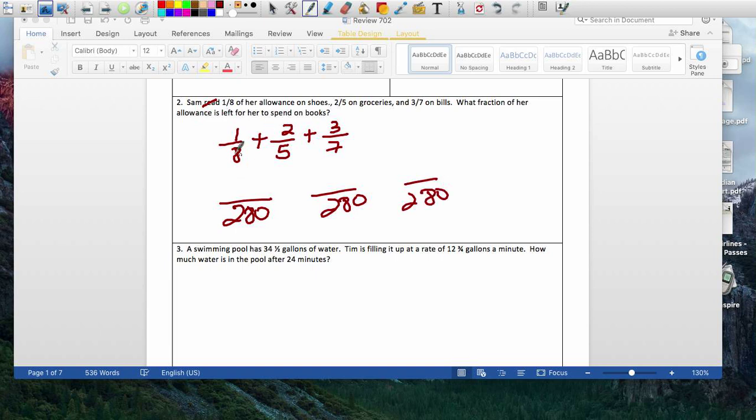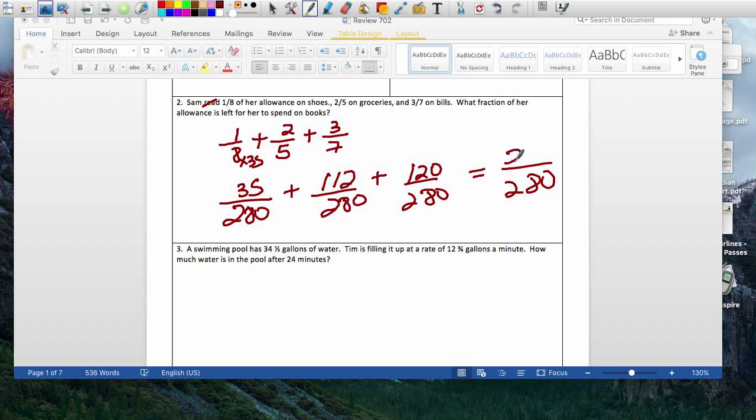So this would be times 35. So the top's going to be times 35. 280 divided by 5 is going to be 56. So that's going to be 56, 112. And the last one, 280 divided by 7, is going to be 40. And it's going to be times 40 on top. So we're going to get 120, right? So let me add this, and we get 280. And if we add 35 plus 112 plus 120, we get 267.